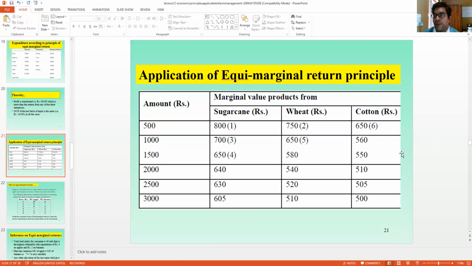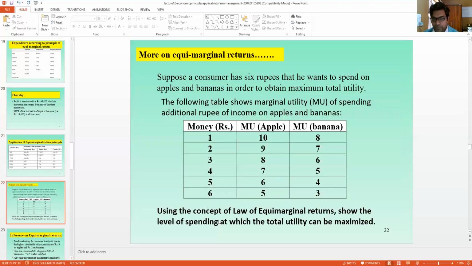If he is applying all his capital to only one crop, the profit the farmer is going to get is less. If he is applying in this manner, the profit which the farmer is going to realize will be more. Okay. Similar in the case of consumer's utility, right? Suppose a consumer has got 6 rupees and he wants to spend on apples and bananas. So what combination does he have to choose, or how does he have to spend so that he can maximize his utility.